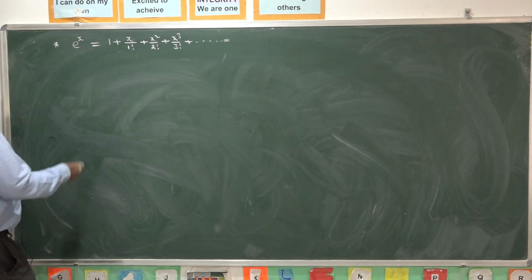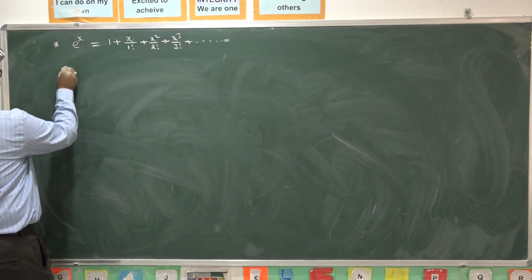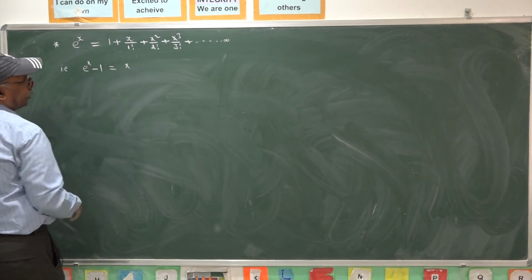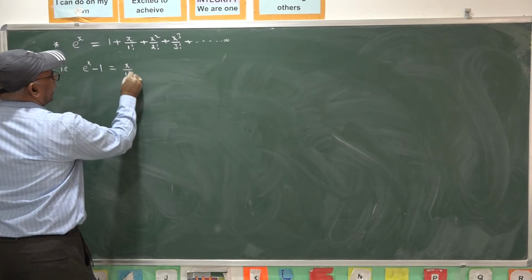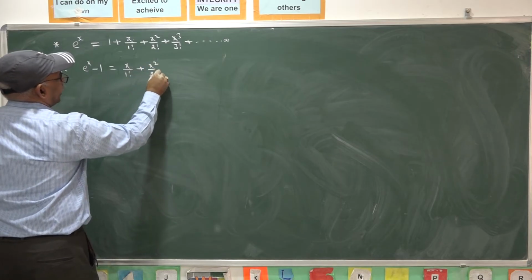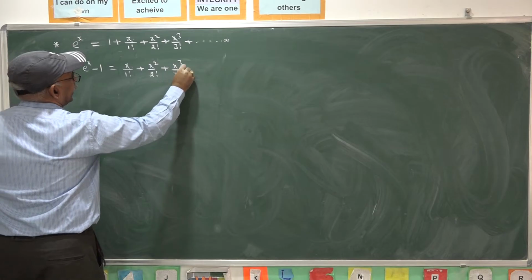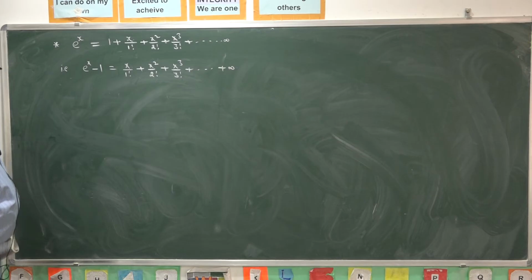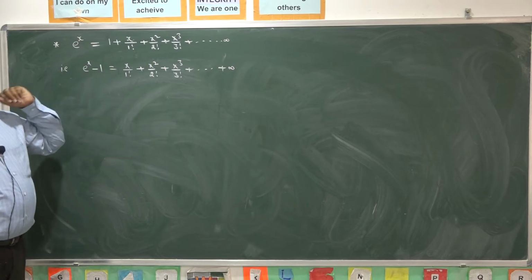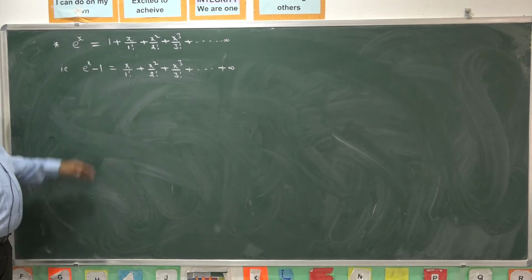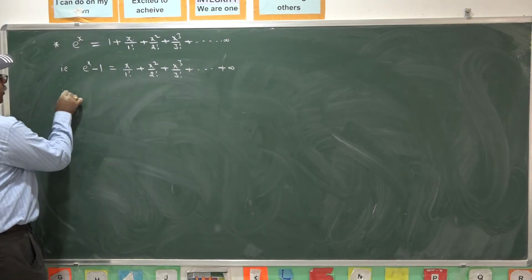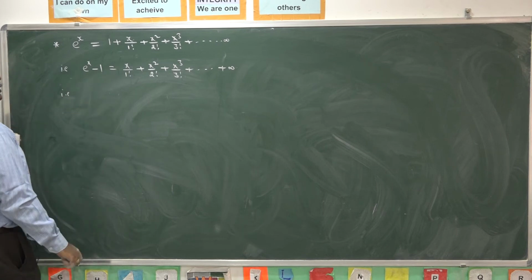Now from this we get e power x minus 1 is x by 1 factorial plus x square by 2 factorial plus x cube by 3 factorial and so on up to infinity. I am expressing the exponential function e power x as an infinite series in powers of x. Hence, it is the power series expansion of the exponential function e power x.